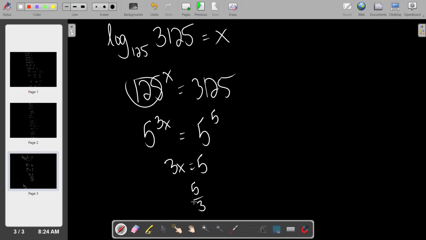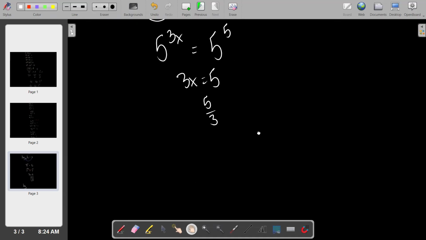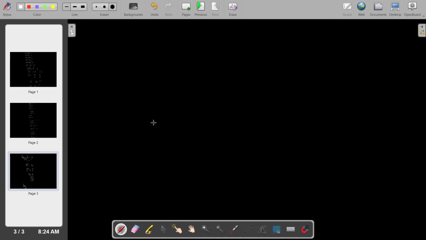Hate to say it, but do you think this works with negative exponents? Of course it does, right? So let's practice our newfound awesome skills on one that requires a negative exponent. Let's do log base 81 of 1 over 729.